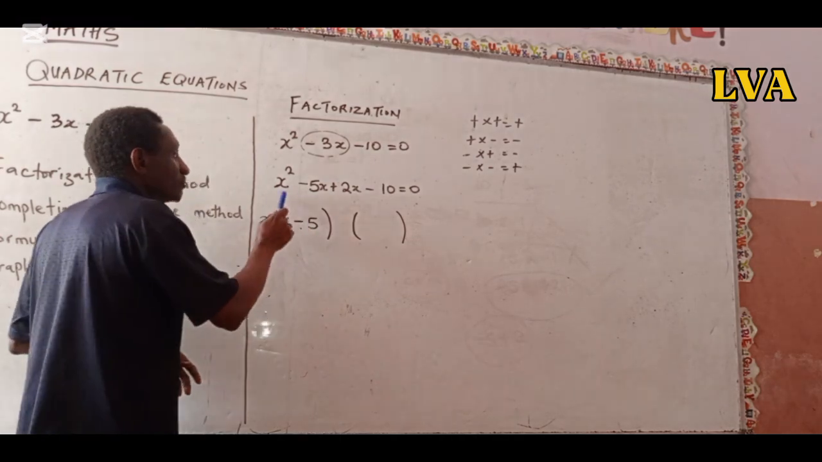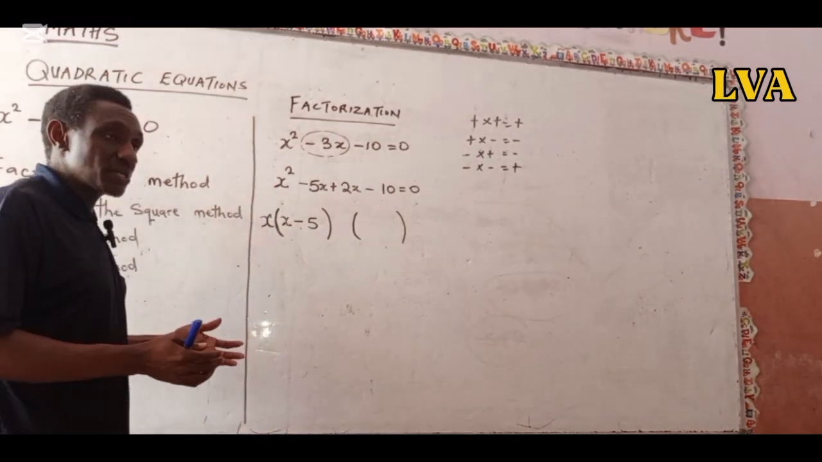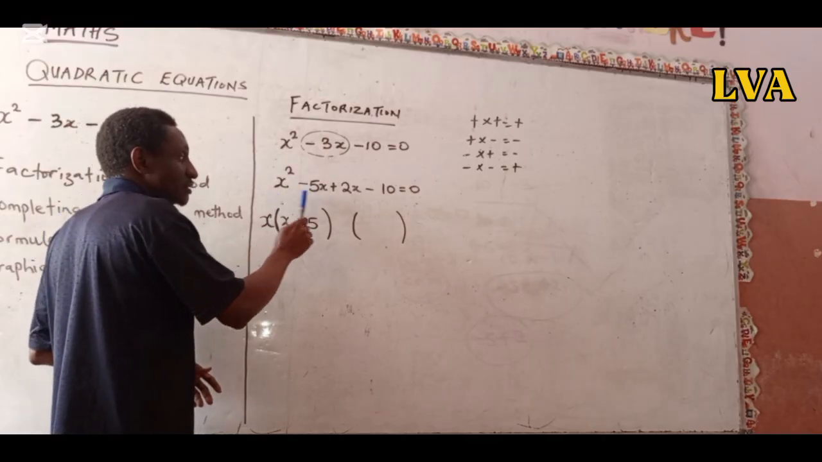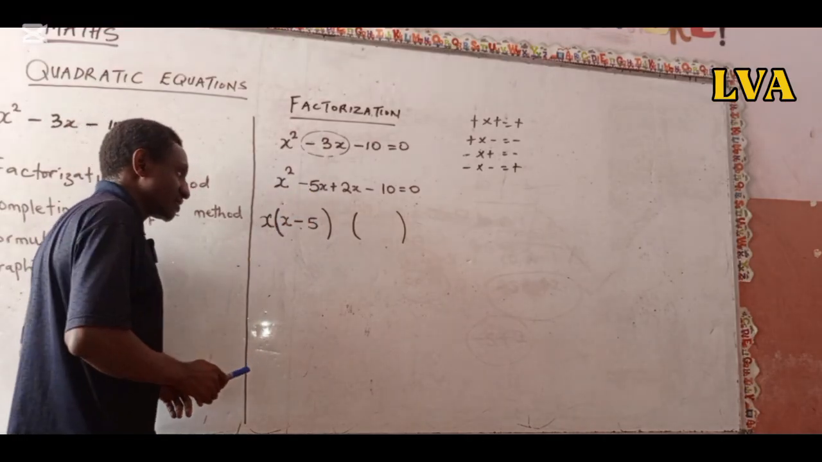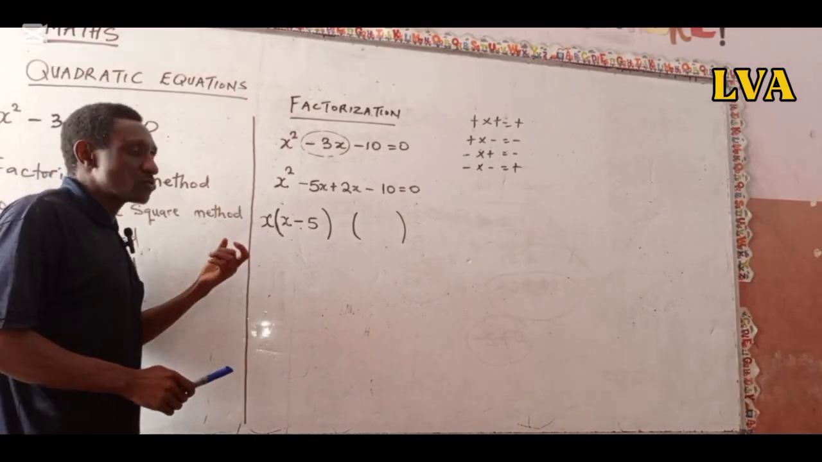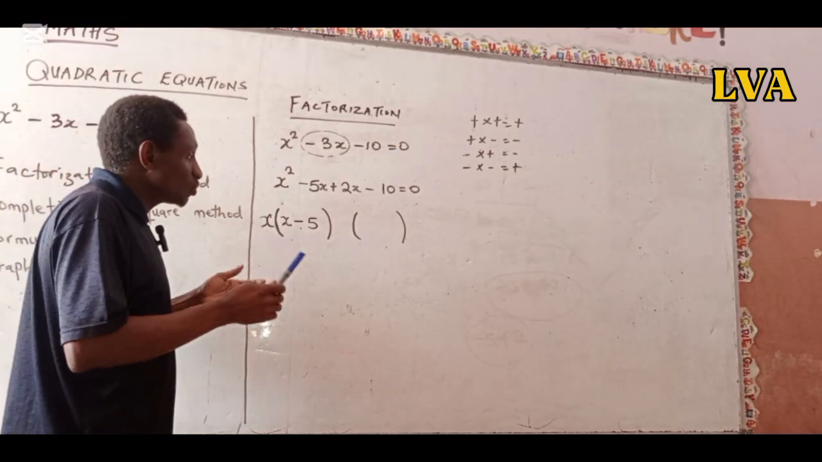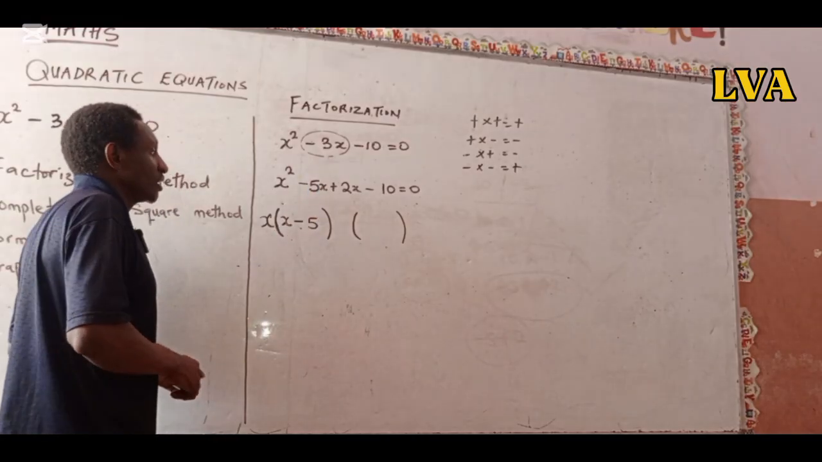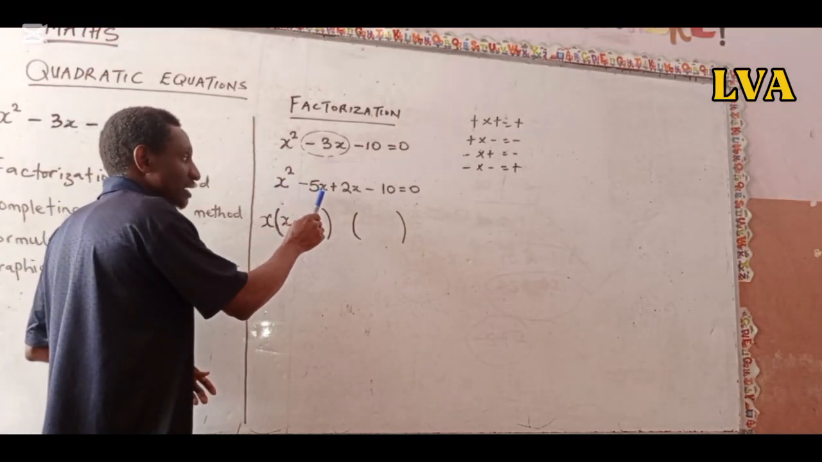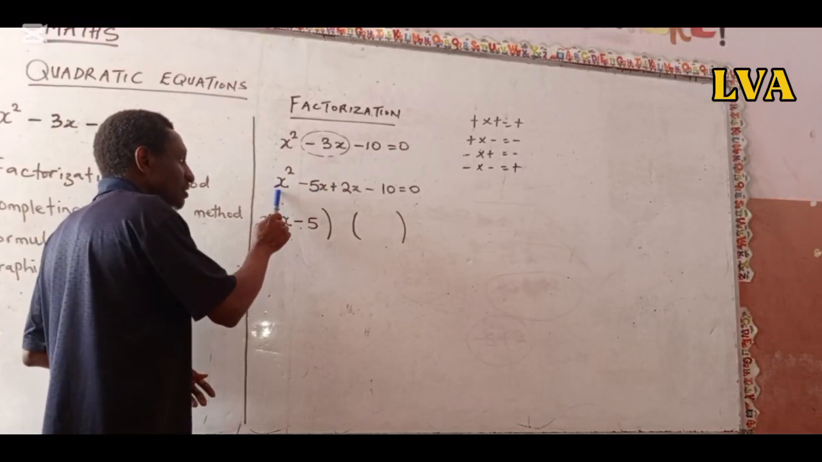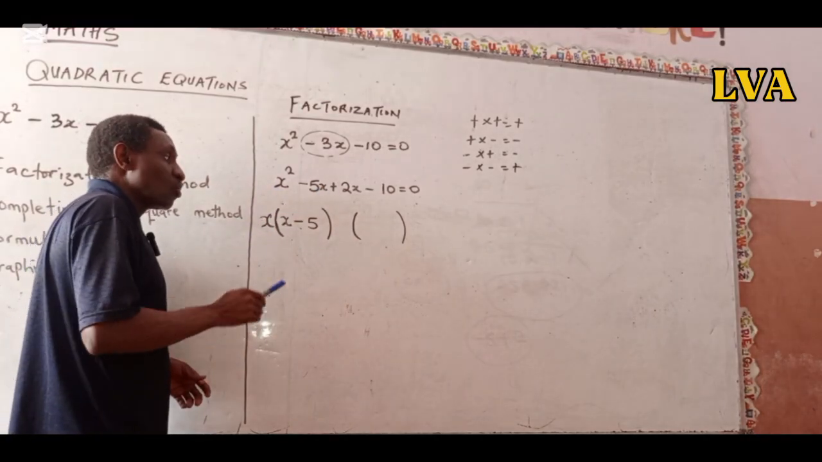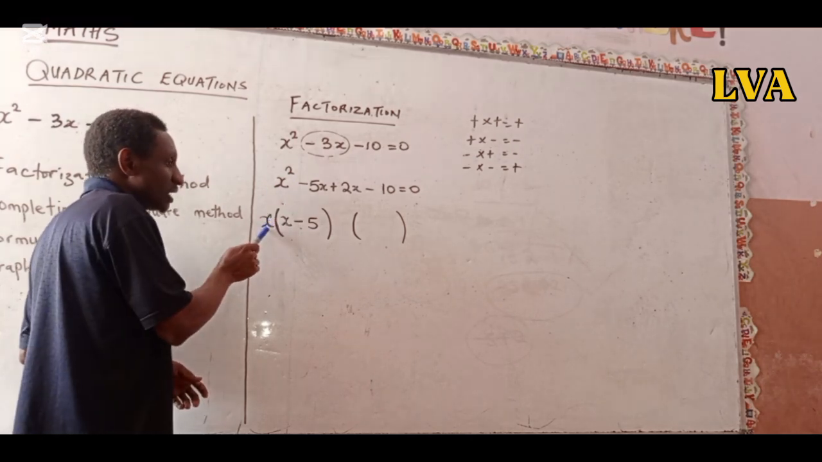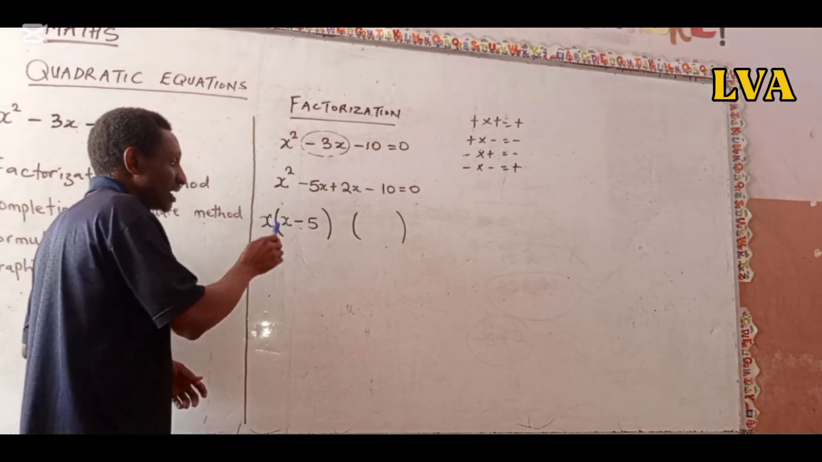So from this point, I'm going to factorize. I'm going to introduce a bracket. I'll take the first two terms, which is x raised to the power 2 minus 5x, and bring out what is common between them. What is common between x raised to the power 2 and minus 5x? There is x here and there's also x here. So what is common in the first two terms is x. That which is common, I bring out of the bracket, and the rest will be inside the bracket.